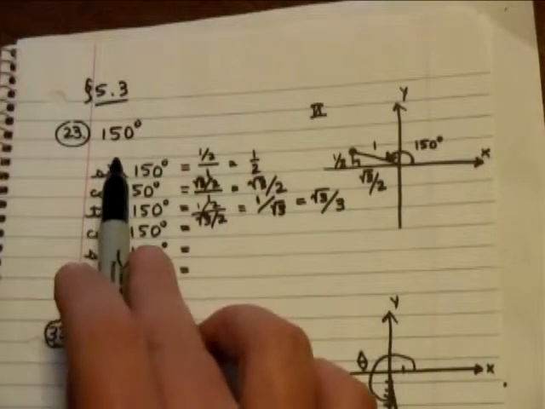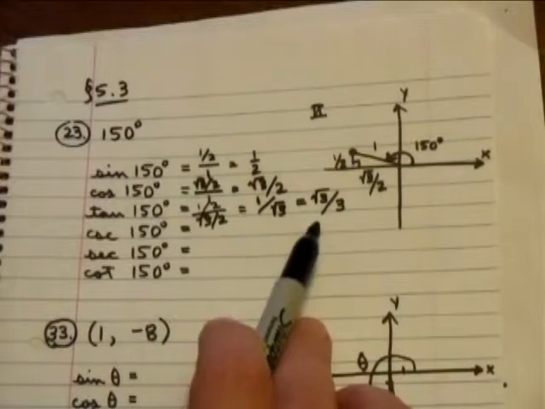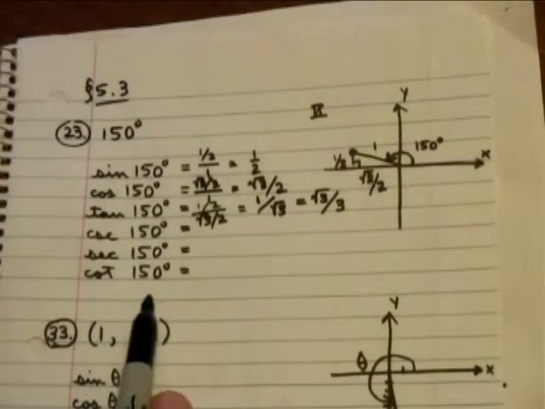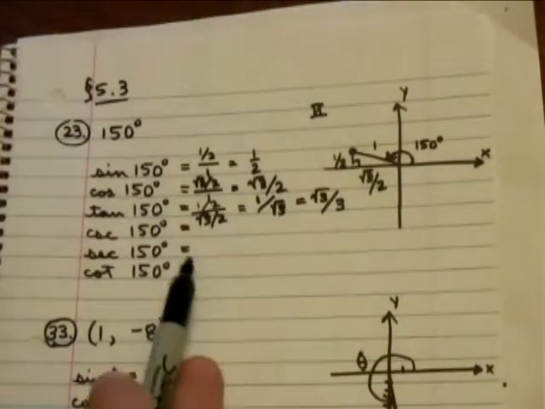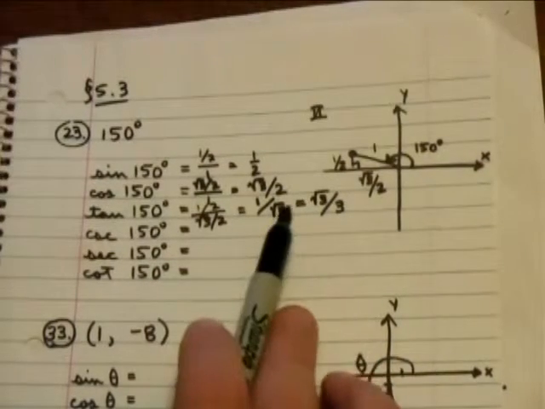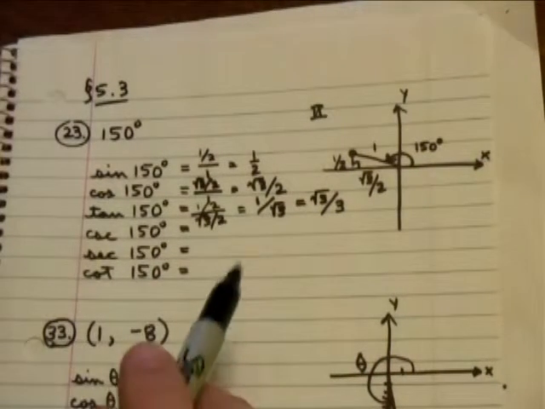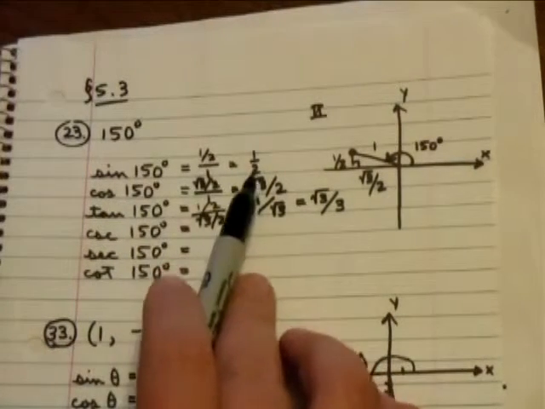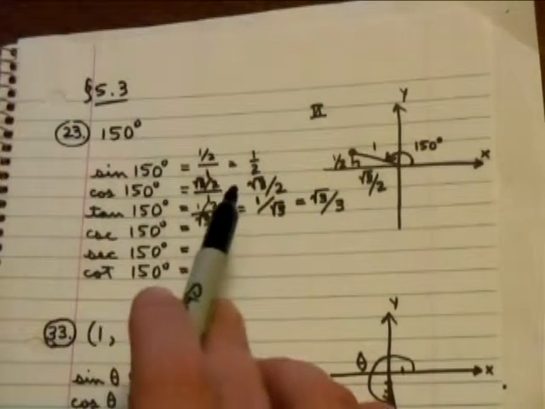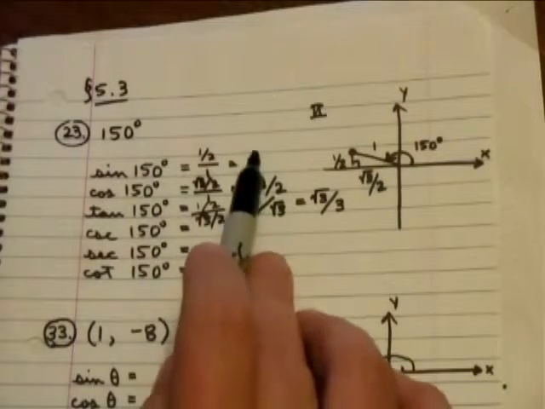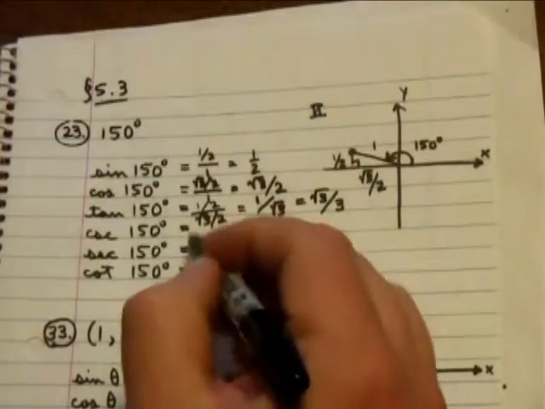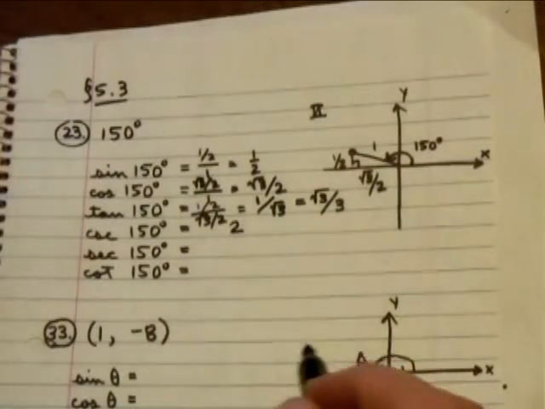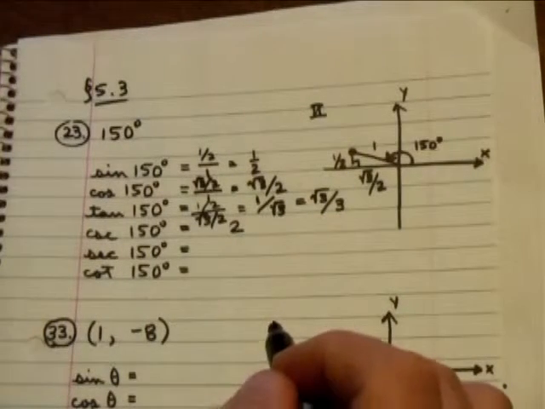Well, once you've determined sine, cosine, and tangent, then your remaining 3 trig functions, you don't have to go through all of the work. You could just take the reciprocals of what you've already found. So for example, cosecant of 150 we know is the reciprocal of sine of 150. So we had 1/2 here, we flip that upside down, and we find that cosecant is equal to 2.